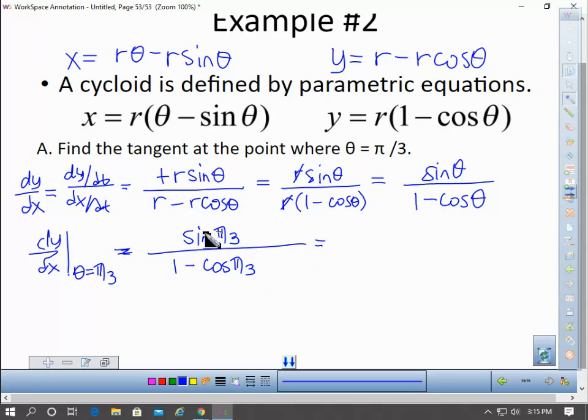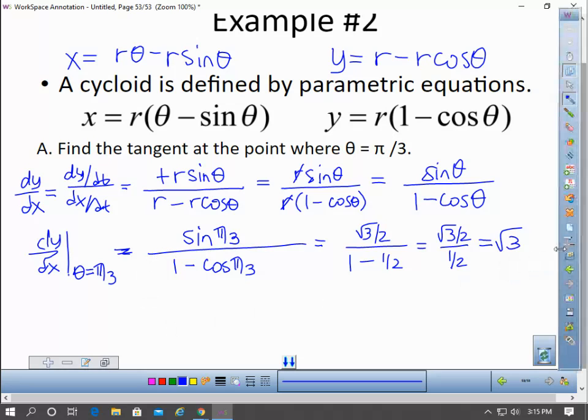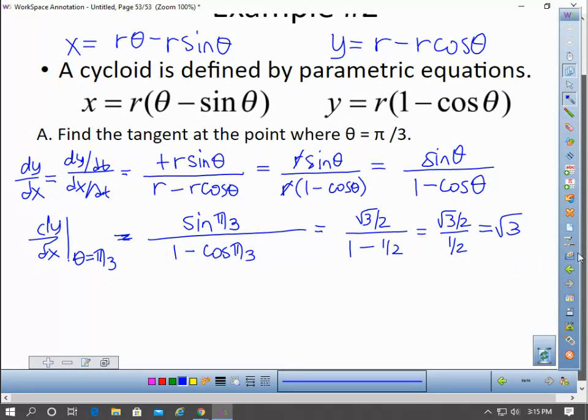All right. So the sine of pi over 3 is radical 3 over 2. Think about just on the unit circle. And then 1 minus the cosine of pi over 3 is 1/2. So we're going to get radical 3 over 2 over 1/2. 2's cancel. So the answer is radical 3. So now that is your slope where theta is pi over 3.